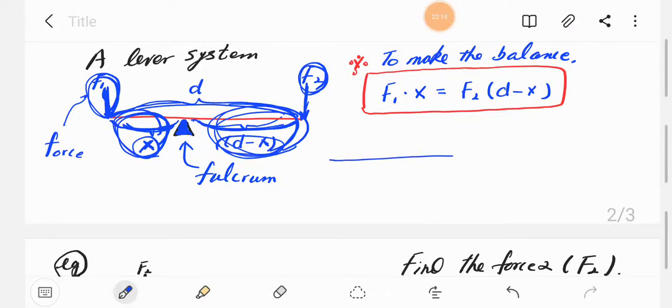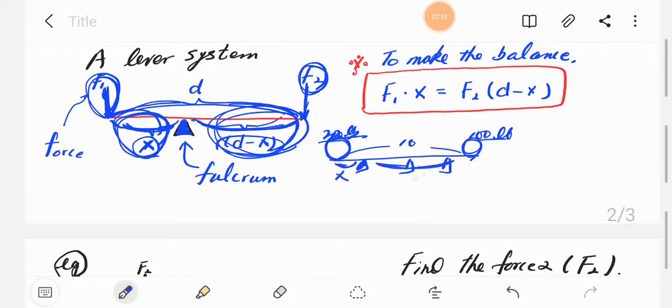Let me draw another one. Here is 200 pounds and here is 100 pounds, so two forces are at the end of each side. Then where should the fulcrum be? Over here, or over here? It depends on the weight, right? Let's say the total distance is 10. Then this distance is x, and this distance will be 10 minus x, right?